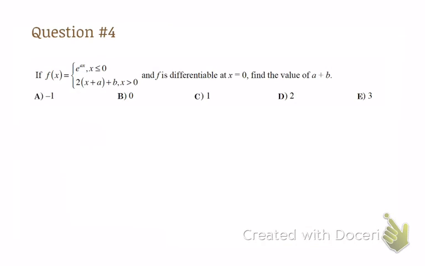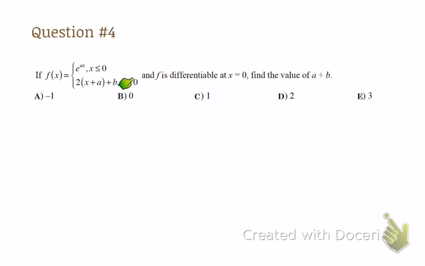This function is a piecewise function. It gives us two different parts. When the breaking point is 0, if x is less than or equal to 0, it equals e to the ax. If x is greater than 0, it equals this function. It says f is differentiable, which just means that you're able to take the derivative at 0. Find the value of a plus b.